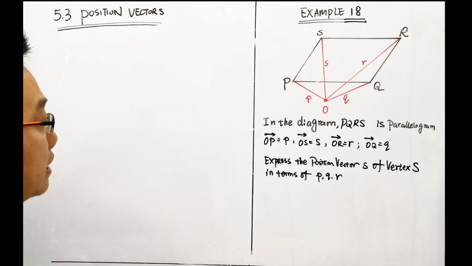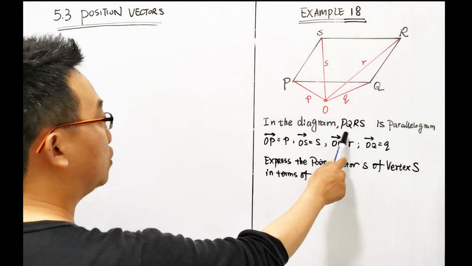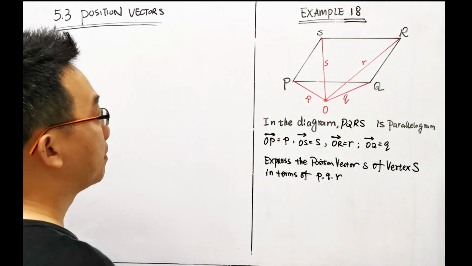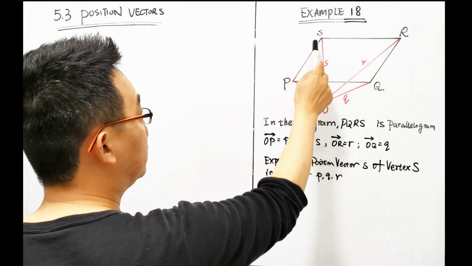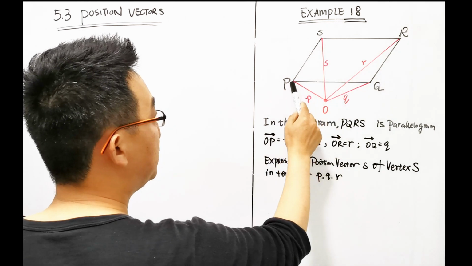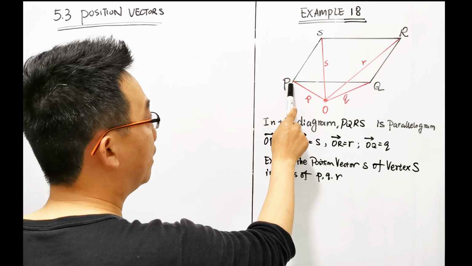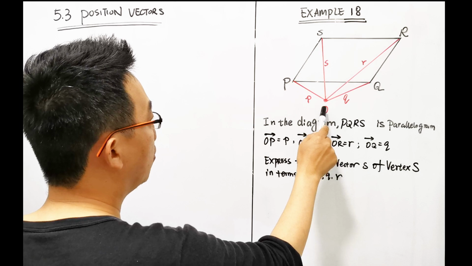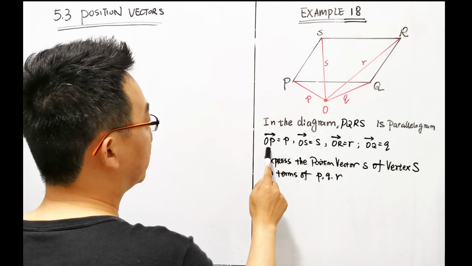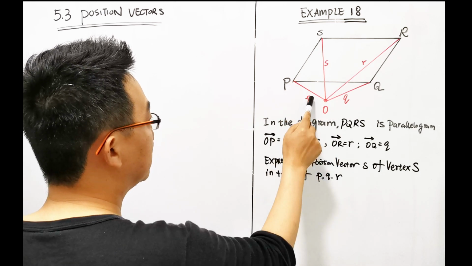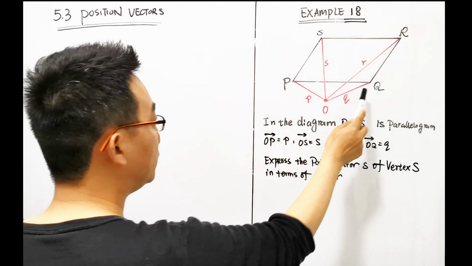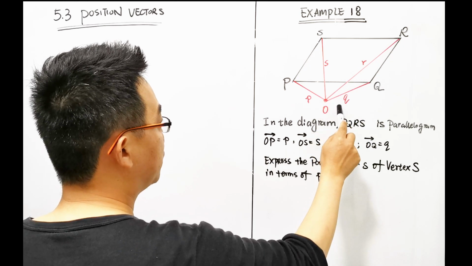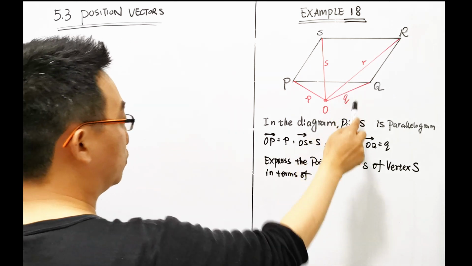Look at these diagrams. There's one parallelogram, PQRS. This is the parallelogram, right? P is a point on this parallelogram with reference to the origin O. We can form a vector OP, and OP has the position vector P. The other point Q, with respect to the origin, has a position vector OQ.